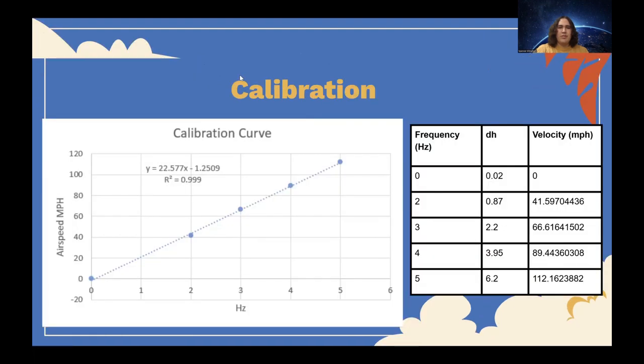And this is the calibration curve of the wind tunnel. This looks at the manometer height and converts it to an airspeed for the different frequencies that the wind tunnel runs at from 0 to 5 Hertz. And then we ran our experiment at 2 Hertz and 5 Hertz.